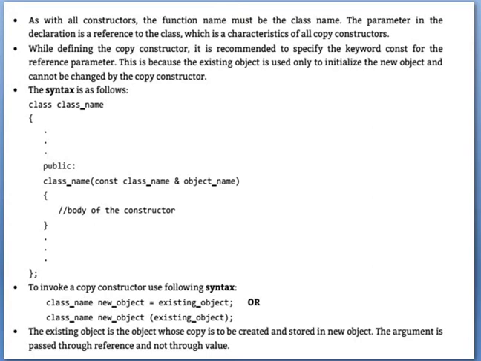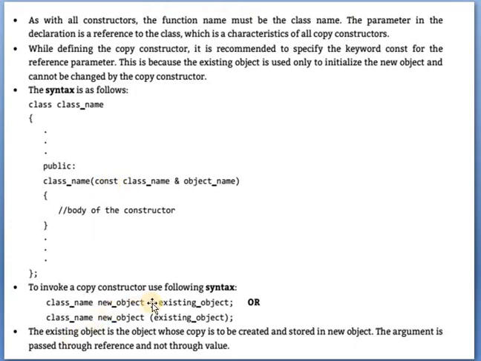So to avoid this, we can use the constant keyword. See here the syntax: class name, constant, class name, object name, body of the constructor, and it is the end of the class declaration. So here we are using the constant keyword. Why? Because at the time of executing the constructor, it cannot be changed by the copy constructor. So we use the constant keyword.